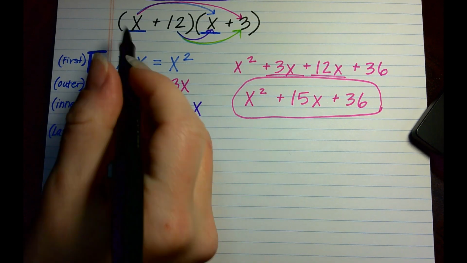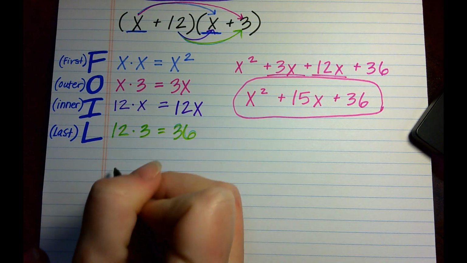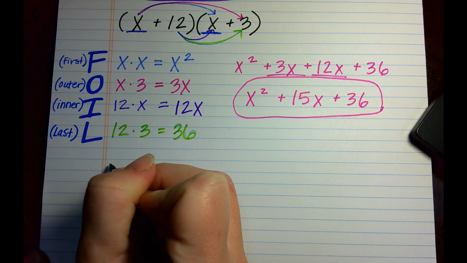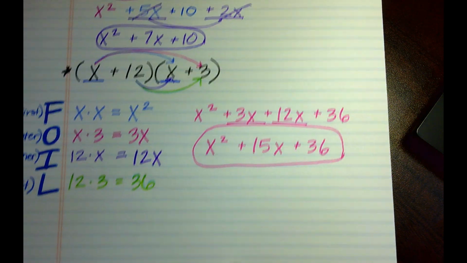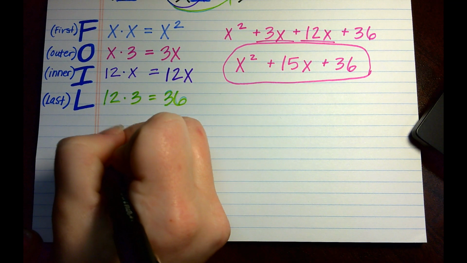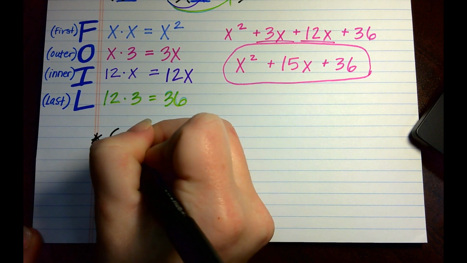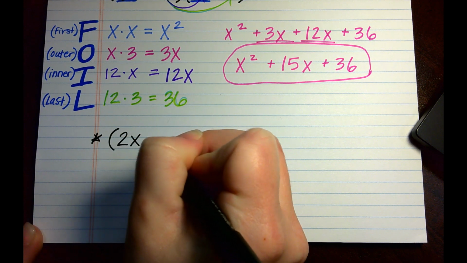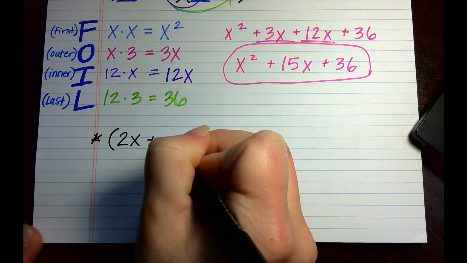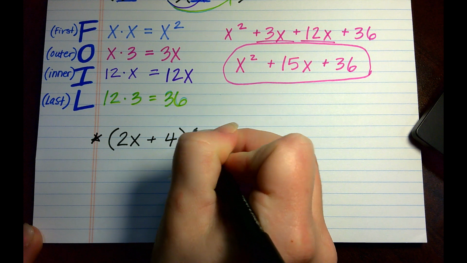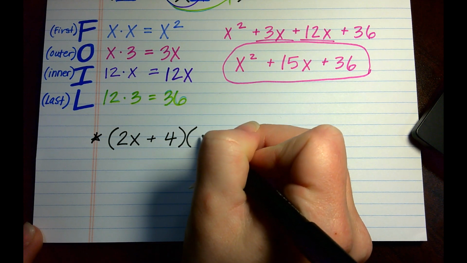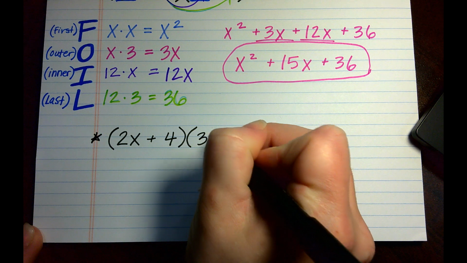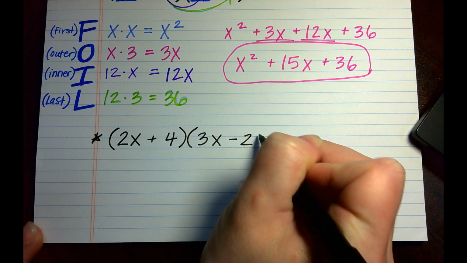What if I throw in some coefficients on these x's? What if I give you, and here I'm going to make it obvious that those are different problems, how about this time we have 2x plus 4 times 3x minus 2.